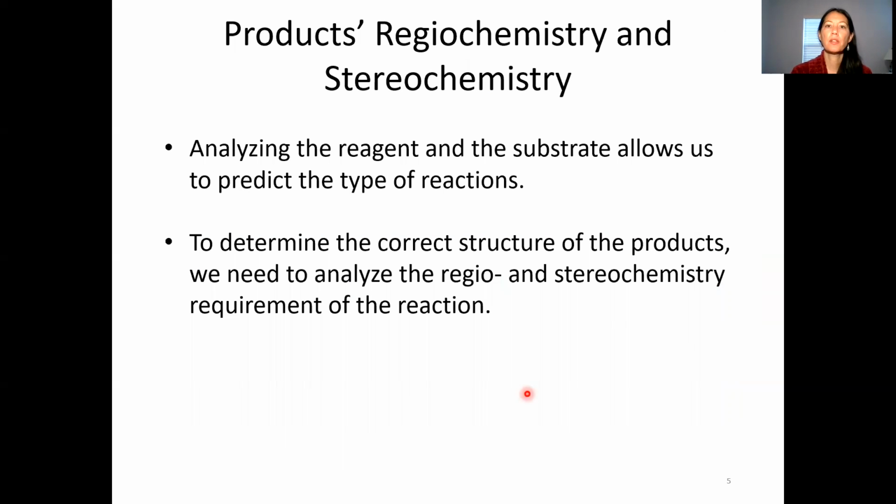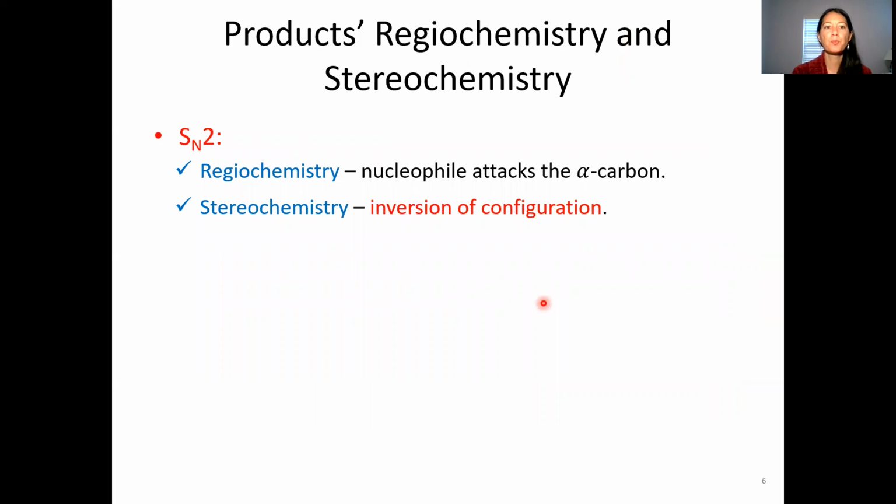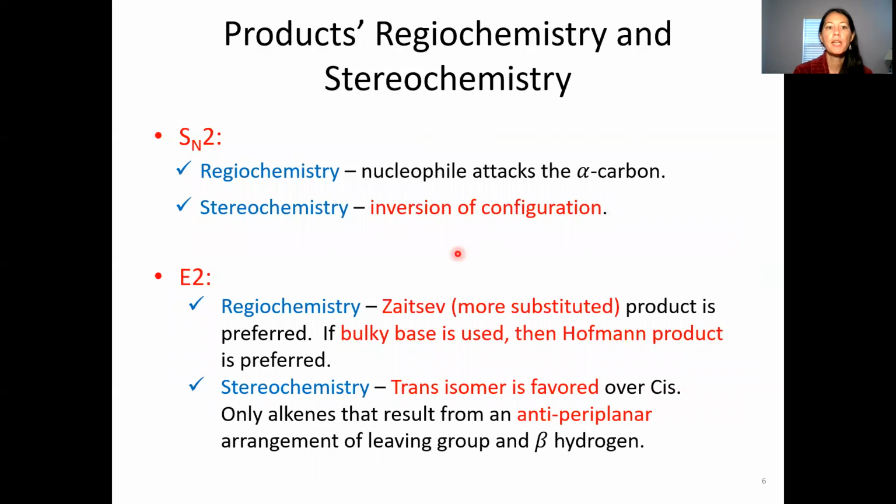Okay, now for consideration of the regiochemistry and stereochemistry. You need to look at the reagent and the substrate. You predict the reaction. Then you determine what type of product you're going to get. For example, maybe you have SN2, then you know that's concerted and it goes through inversion of stereochemistry. So that's your strategy. SN2, you definitely attack that alpha carbon. You get inversion of configuration.